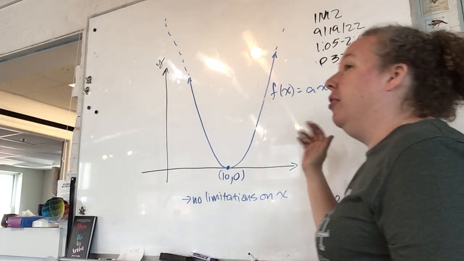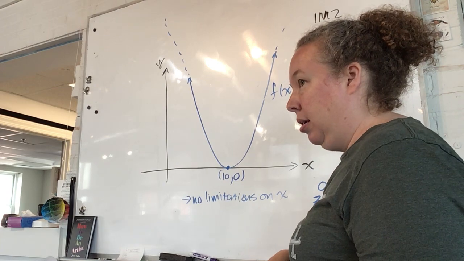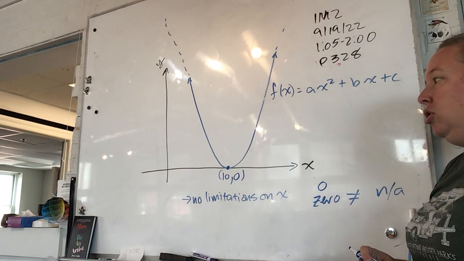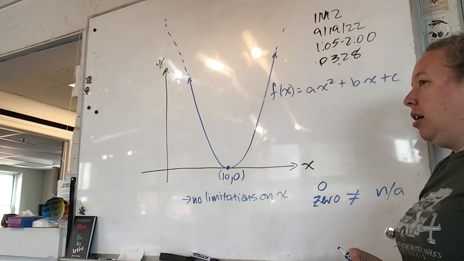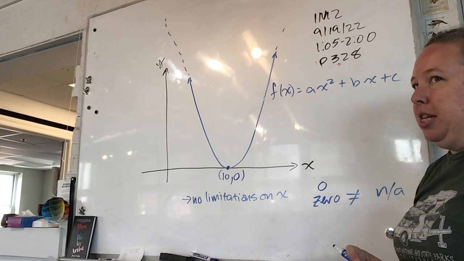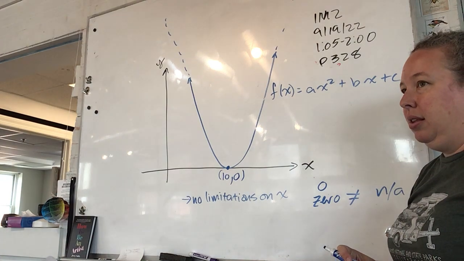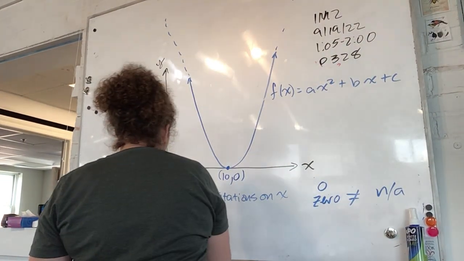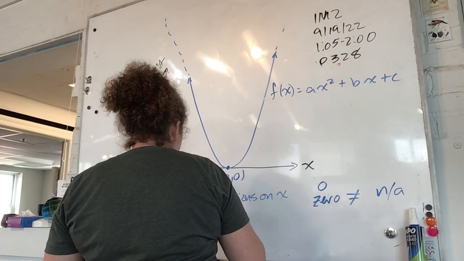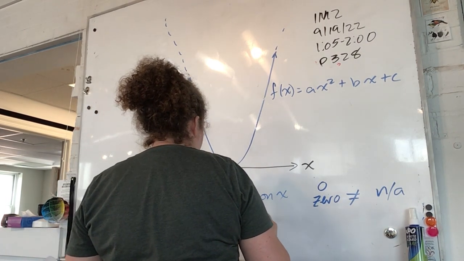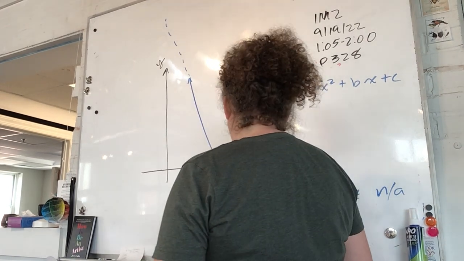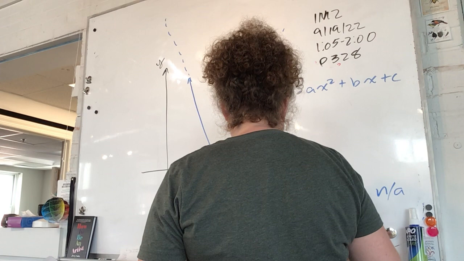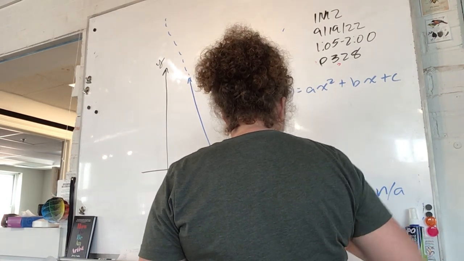Now let's look at the graph vertically. What is the vertical limitation on this graph? Below 0. Yes. We can say that y cannot go below 0. Wait, why can't it?